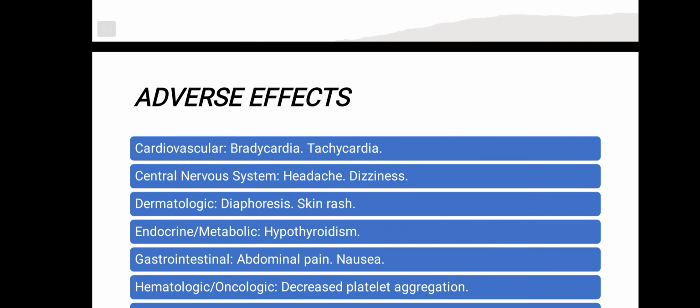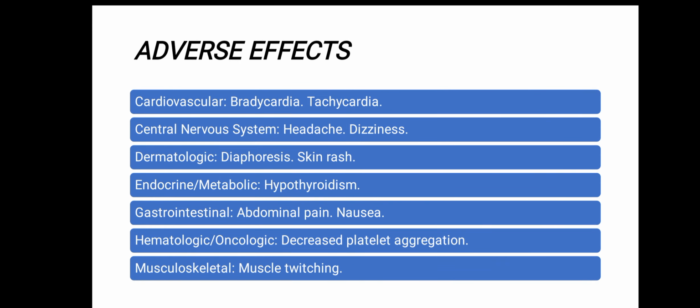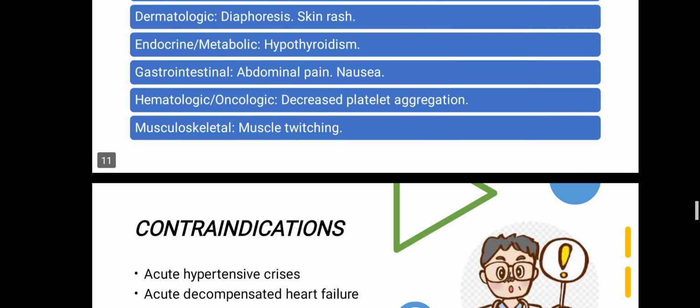Adverse effects. Here are some adverse effects of sodium nitroprusside. The first one is cardiovascular, which causes bradycardia and tachycardia. It is a slower than normal heart rate. The second one is the central nervous system, which includes headache and dizziness. The third one is dermatologic, which includes diaphoresis and skin rashes. The fourth one is endocrine metabolic, which includes hypothyroidism. The fifth one is gastrointestinal, which includes abdominal pain and nausea. The sixth one is hematologic, which decreases platelet aggregation. The seventh one is musculoskeletal, which includes muscle twitching.